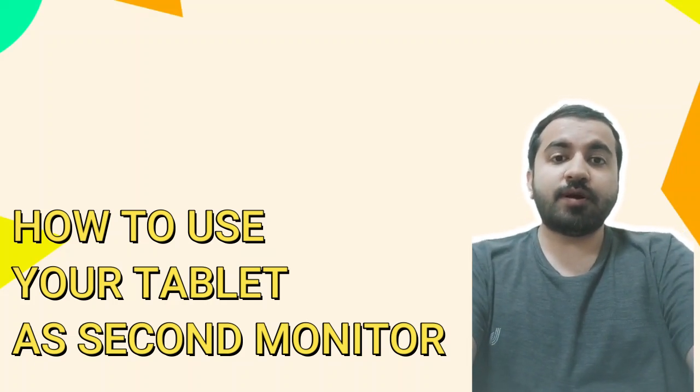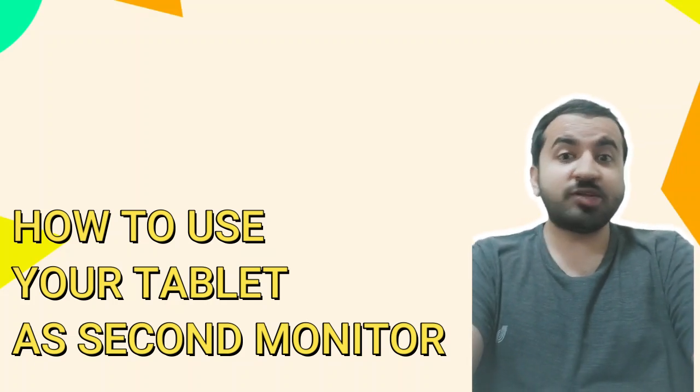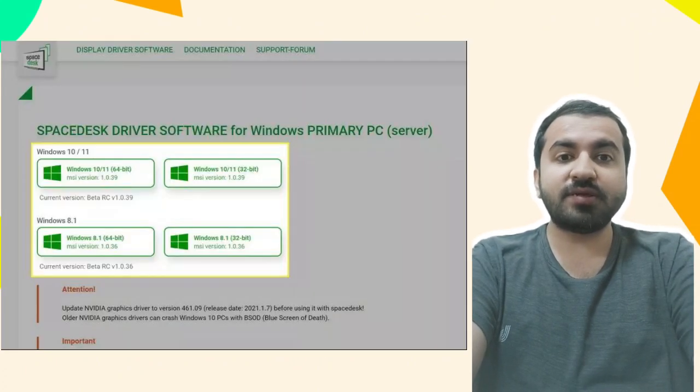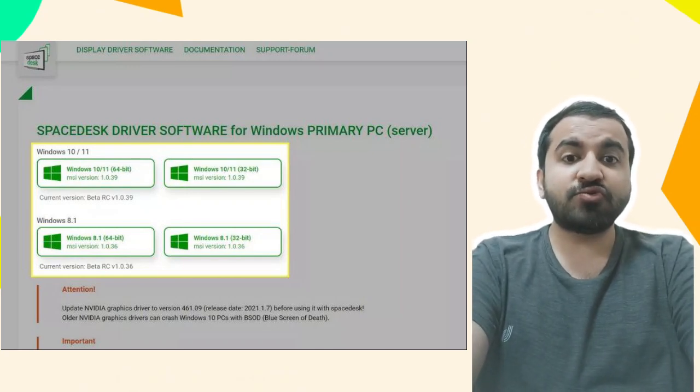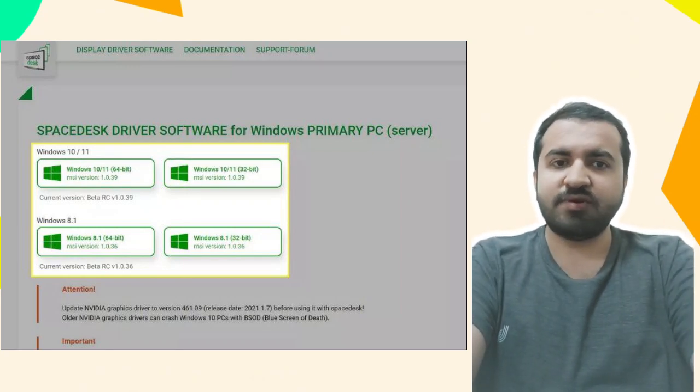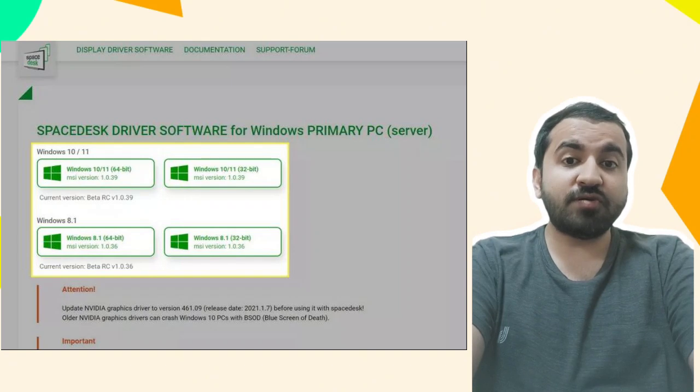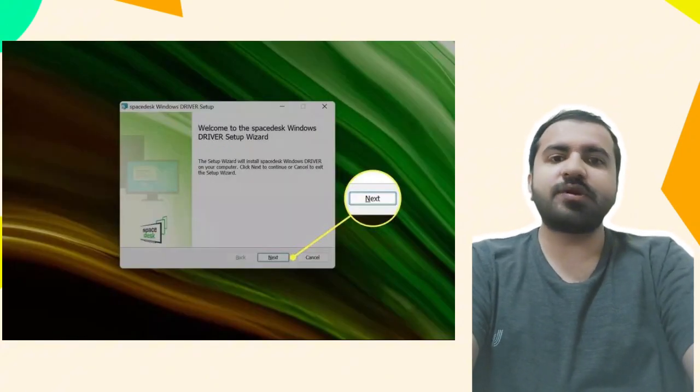In this video, I will tell you about how to use your tablet as an additional monitor. So step 1, download Space Desk on your computer. You see that there are several download buttons. Pick the one that corresponds to your version of Windows. Windows 11 64 bits or Windows 8.1 32 bits.